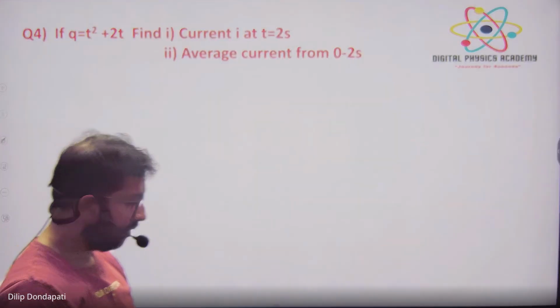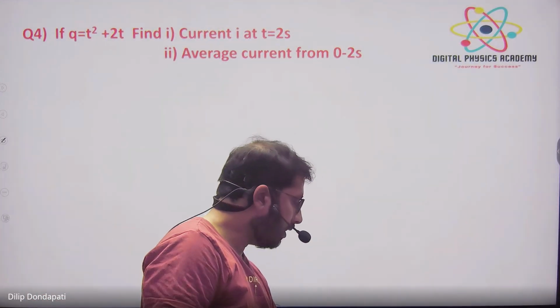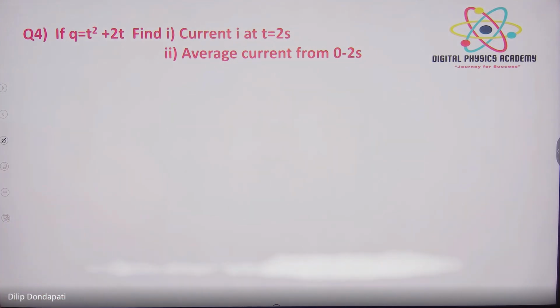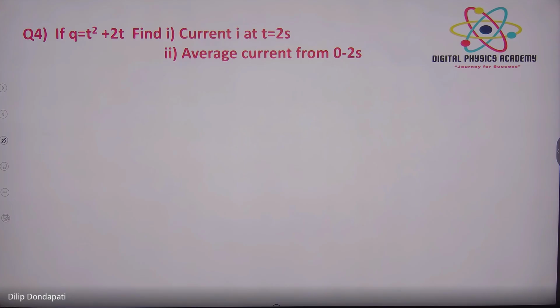Next, do this one. Charge in terms of time is given to you. Find current I at t equal to the given seconds. At means instantaneous, right? Fine.